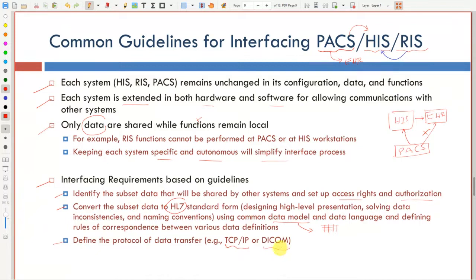Basically, this is one of the things that you can consider. You have to decide how the data will be transferred between the two systems, the protocol itself. Okay, so here you're talking about the message itself, and here you're talking about the technical aspects of how the message will be transferred between the two systems. You have to decide about these things.